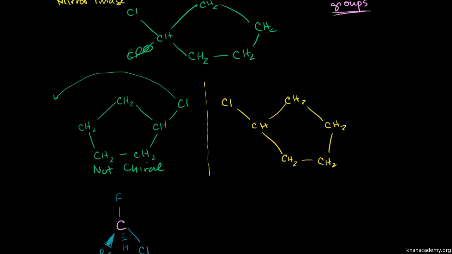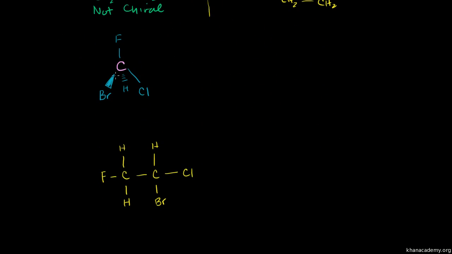Now let's go to this one over here. So what is this? This is bromochlorofluoromethane, just to practice our naming a little bit. But it's very clear that we are bonded to 4 different groups. All of the different groups, or the atoms in this case, that are bonded to this carbon are different. So this carbon is a chiral center. And it should also be pretty clear that it is also a chiral molecule.